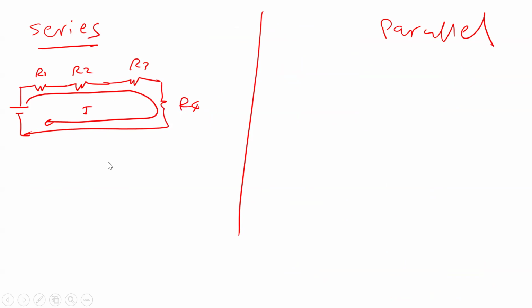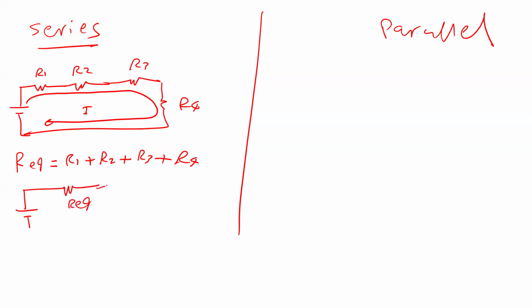And this way, I can calculate what we call the equivalent resistance. I can say the equivalent resistance equals R1 plus R2 plus R3 plus R4. What does this mean? It means this circuit is something like this: you have a battery and one equivalent resistance, and the current here is the same current as this one. This is I, and this is I, the same current. So now I can calculate the equivalent resistance.